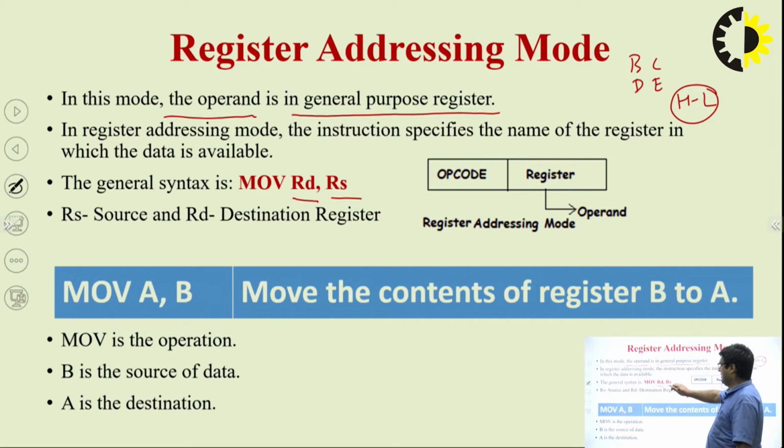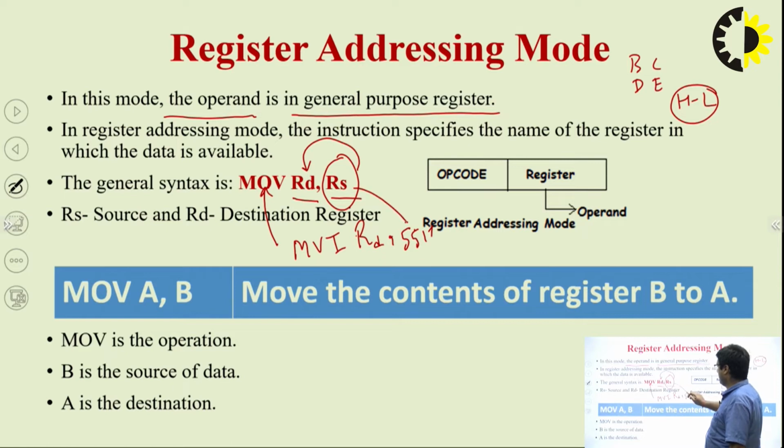Through this addressing mode, we are moving the contents of the source register into the destination register. So RD is the destination register, RS is the source register, both are registers. We do this through MOV. If instead of MOV we write MVI, then this is invalid, because if this is a register, we have to move some value here. It should be some value, not a register.